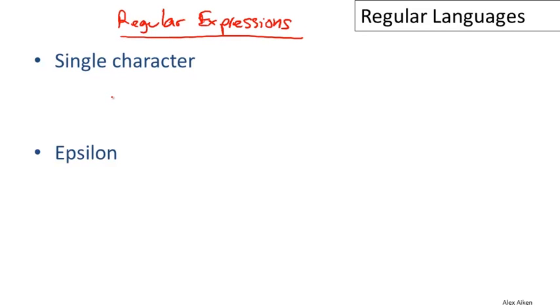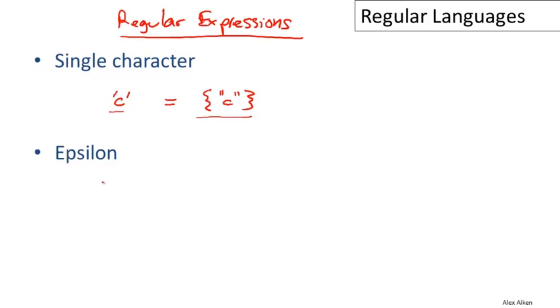There are two basic regular expressions. If I write the single character C, that's an expression, and what it denotes is a language containing one string, which is the single character C. Okay? That's one basic form. So for any single character, I get a one-string language where the only string is that character.